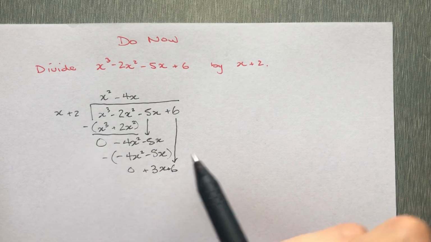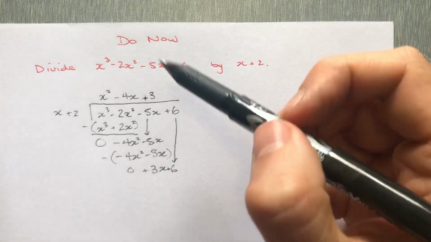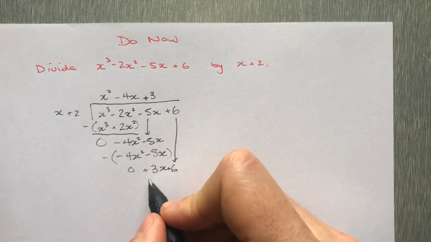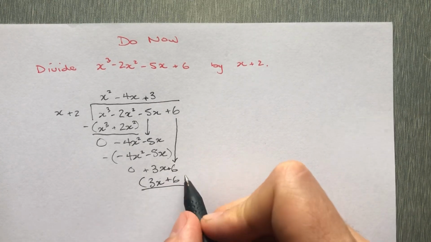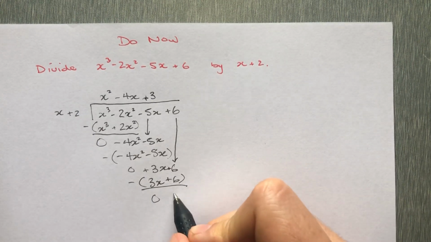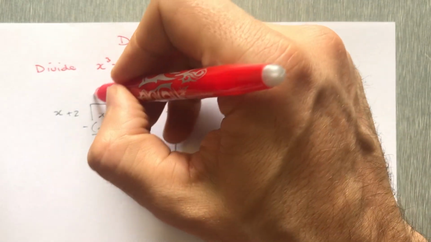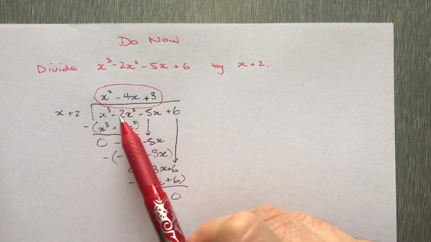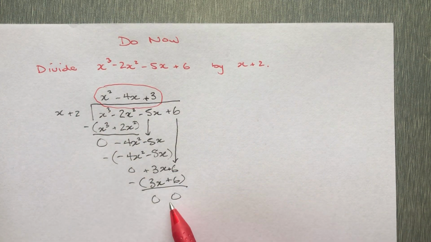So the first term divided by x. Now we're taking this here and timesing it by both of these, so 3 times x and 3 times 2, and we're up to our subtraction step. 3x minus 3x is 0, 6 minus 6 is 0. So we can see now that the bit up the top is our answer. So when we divide this polynomial by that there, this is our answer, and we have 0 remainder.